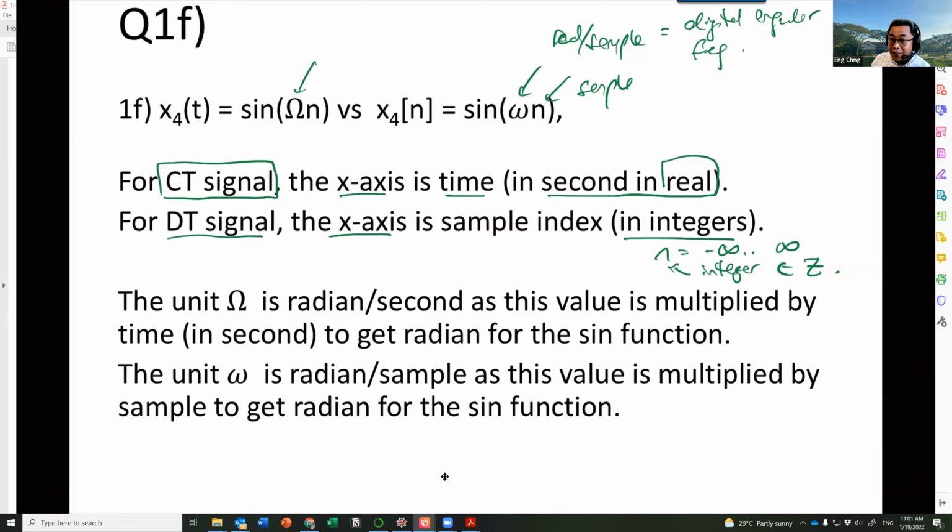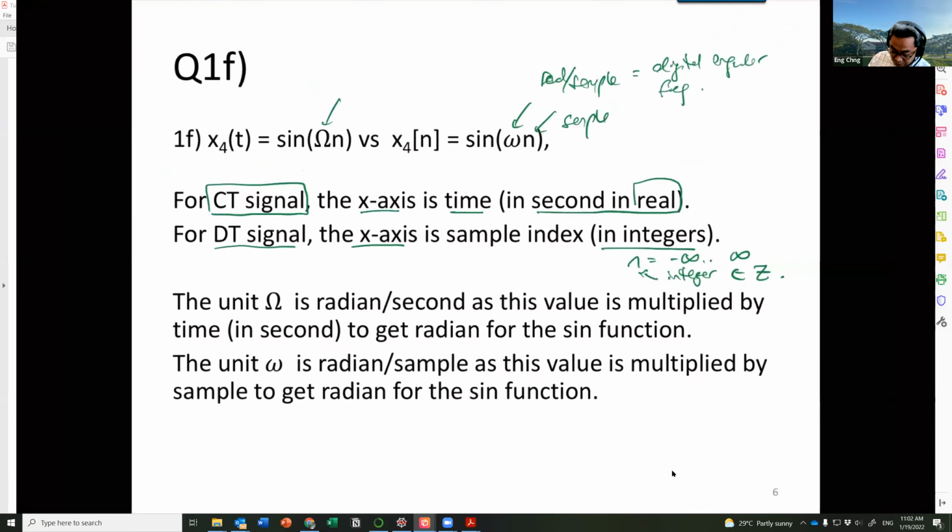All right. So this is the difference between big omega and small omega. Now, please be careful about big omega and small omega. In certain books, big omega represents discrete time. In Oppenheim, big omega represents the angular frequency for continuous time. Small omega represents the angular frequency for discrete time. Okay, so that's the difference. The notations of big omega and small omega is not universal. All right. Now I'm done with question 1.